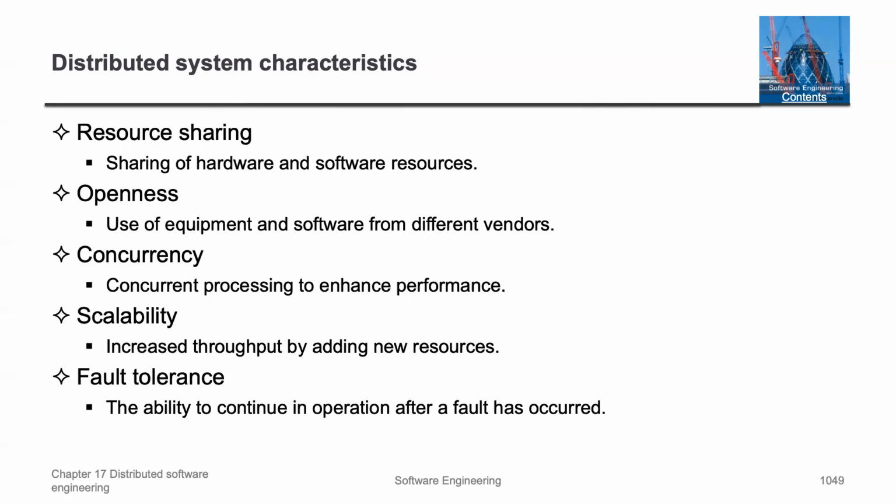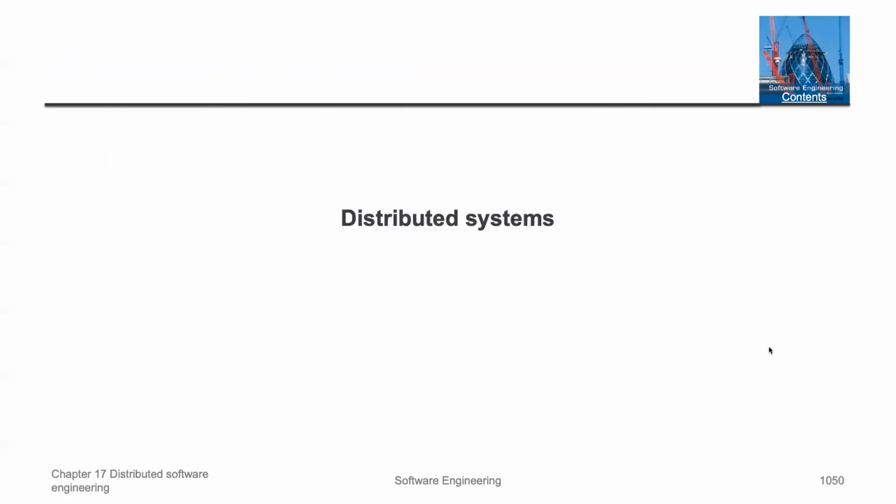So in terms of distributed system characteristics, here's a handful of things to keep in mind. Resource sharing, this would be the sharing of hardware and software resources. Openness, the use of equipment and software from different vendors. Concurrency, concurrent processing to enhance performance. Scalability, dealing with increased throughput by adding new resources. And fault tolerance, the ability to continue to operate after a fault has occurred.